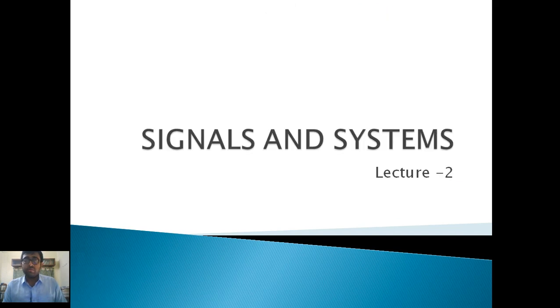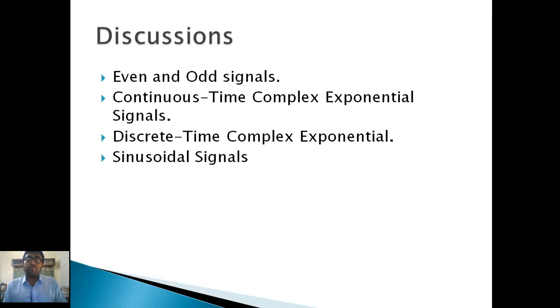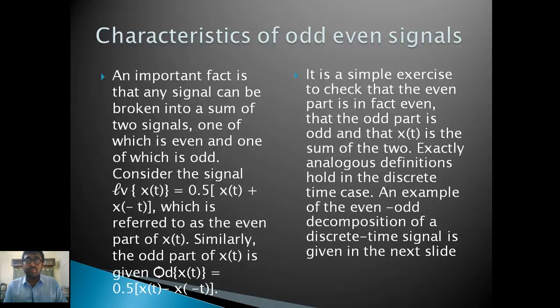This is lecture 2. Today's discussion points are even and odd signals, continuous-time complex exponential signals, discrete-time complex exponential signals, and sinusoidal signals. In the previous lecture I described even and odd signals. In today's lecture I am going to explain different characteristics of even and odd signals and their significance. Okay, so let's go to the next slide.